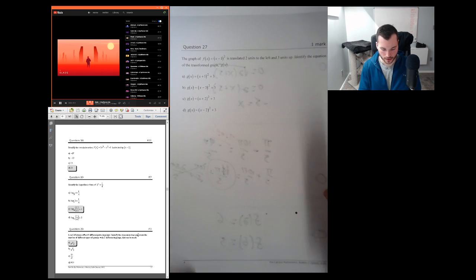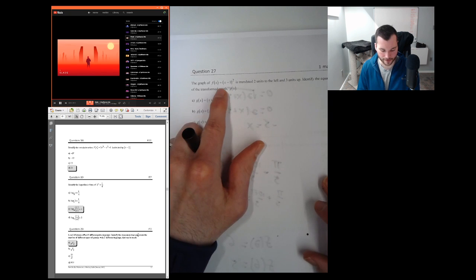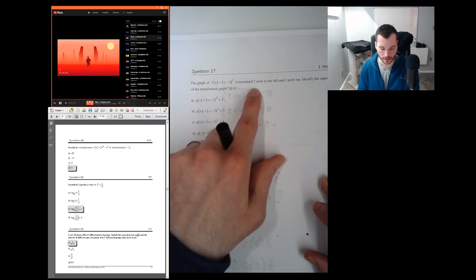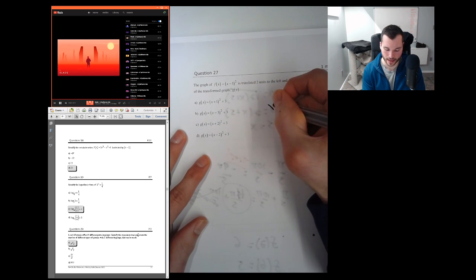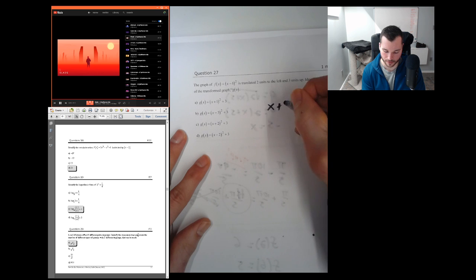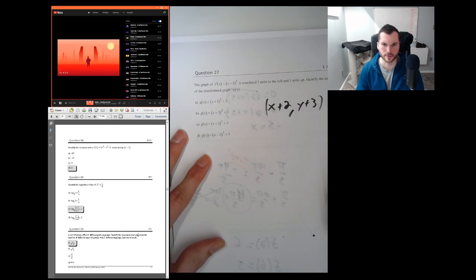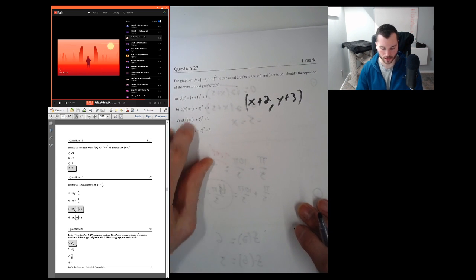Okay, last one for multiple choice. The graph f of x is equal to x minus 1 all squared. It's translated 2 units to the left and 3 units up. I want to just keep track of this. So x, 2 units to the left, plus 2, and then 3 units up, y plus 3. That's kind of like my transformation mapping notation, if I wanted to say. Identify the equation of the transformed graph.